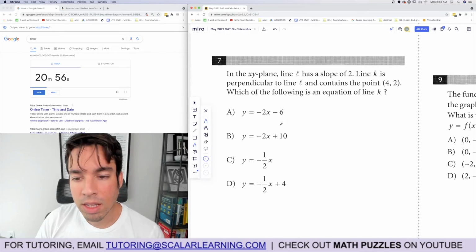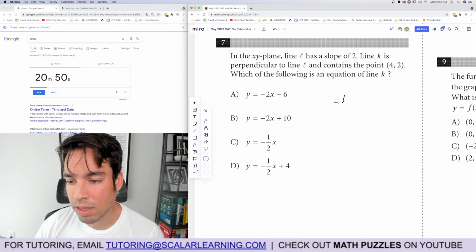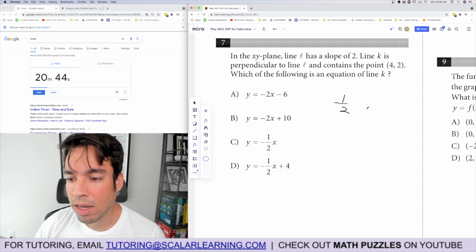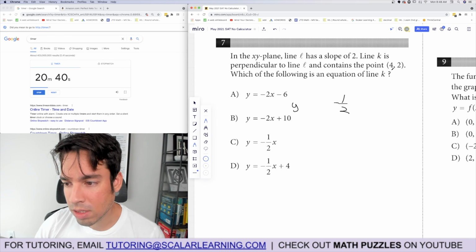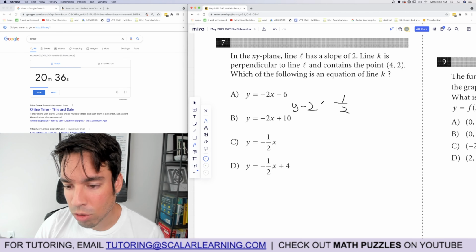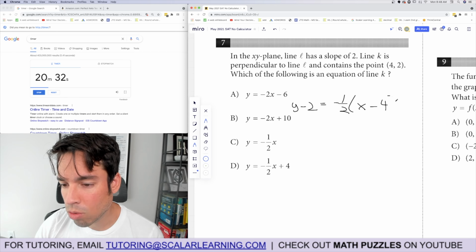All right, number 7. In the xy plane, the line L has a slope of 2. Line K is perpendicular to that, which means line K is going to have a slope of -1/2. Negative reciprocal: negative, and then the reciprocal is 1 over that. And it contains the point (4, 2). Okay, so I'm going to use point-slope because they give us this nice point here. I say y minus the y value, which is 2, equals the slope times x minus that corresponding x coordinate.